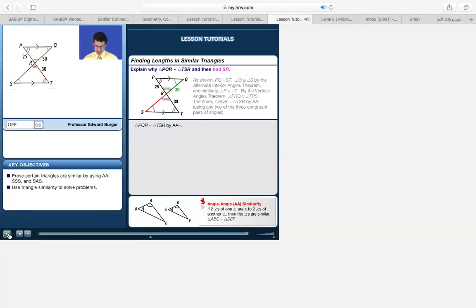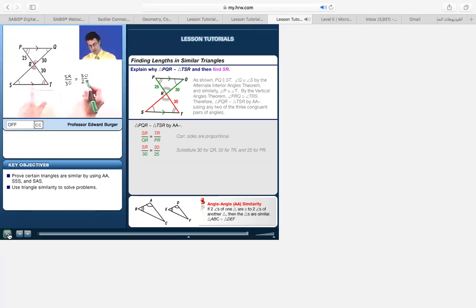But now with those angles marked, it's very clear. I want to find SR. So SR is to, well, that's the side that's opposite the double angle here, so it's to 30, as, and then what can I look at next? I can look at the 30, which is opposite the single angle, is to 25. The side opposite the single angle.